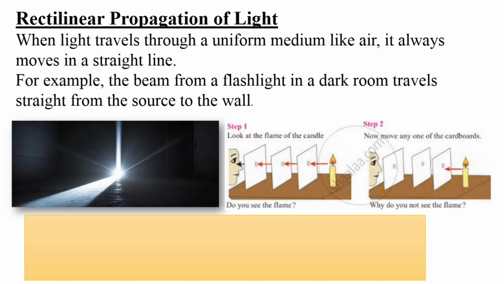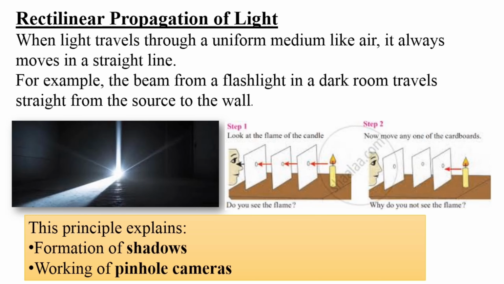You can see in this image a person watching the flame through the screens. But in the second step, if he moves one of the screens, he is not able to see the flame of the candle, so light always travels in a straight line. And this property, rectilinear propagation of light, helps us understand how shadows form and how pinhole cameras work.